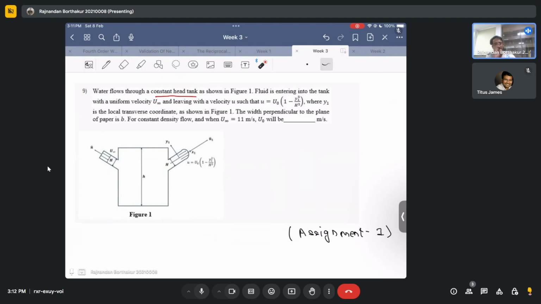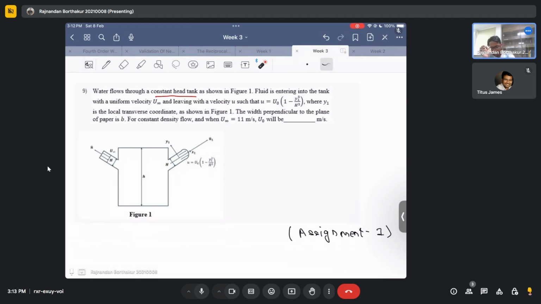So you must realize that in order to maintain a constant head inside the tank, the net inflow should be equal to the net outflow. Only then can you maintain a constant head inside any container. This means there also had to be a net outflow, let's say taking place from this particular section.